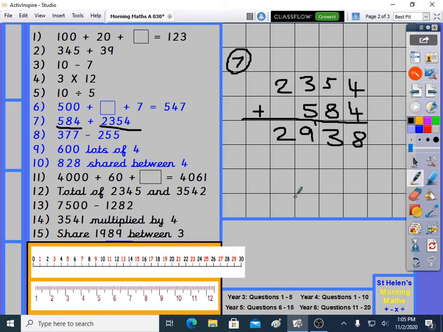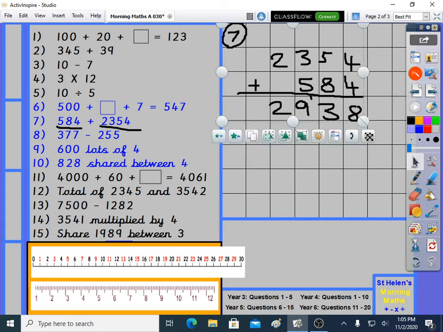2,939. And we can go to question 8. Blue for question 8.